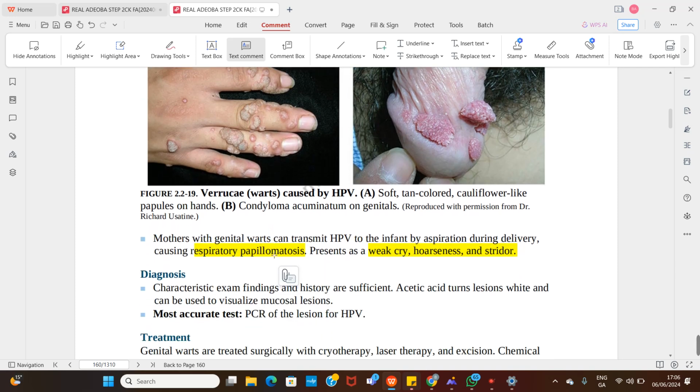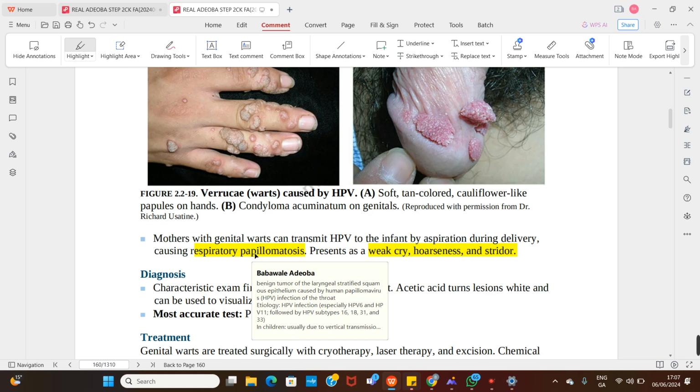And sometimes the mother can transmit the HPV virus to the infant during delivery, because during delivery the infant can aspirate the virus. And when the infant aspirates it, the infant can develop respiratory papillomatosis. And I have some short notes here about respiratory papillomatosis, because it's more like a benign growth, right?